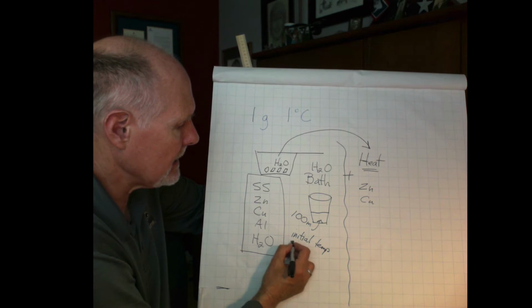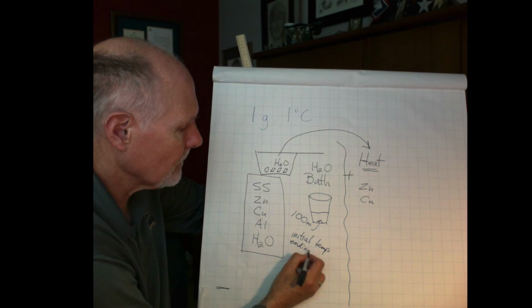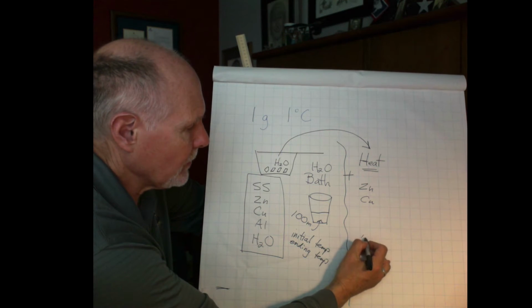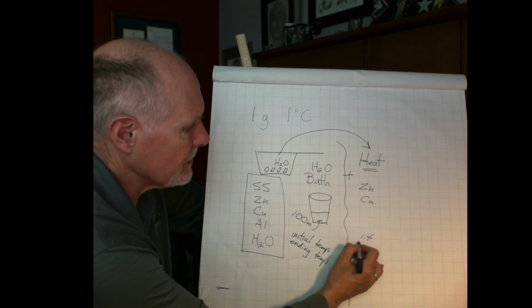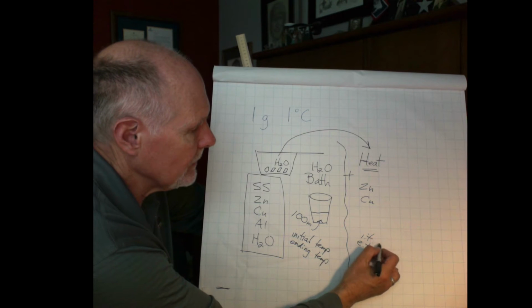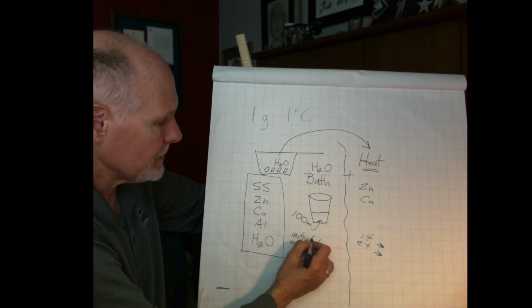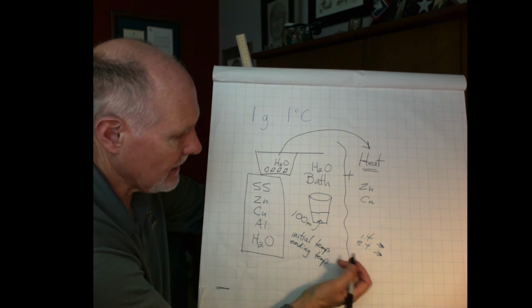And then it had an ending temperature. And that's the same thing over here. So I'm just going to put IT for initial temperature and ET for ending temperature. Okay? You found the beginning temperature of the water bath, and I don't know what it was.